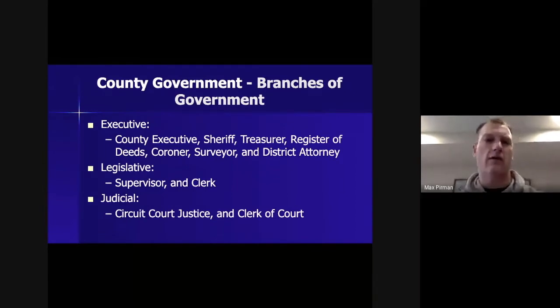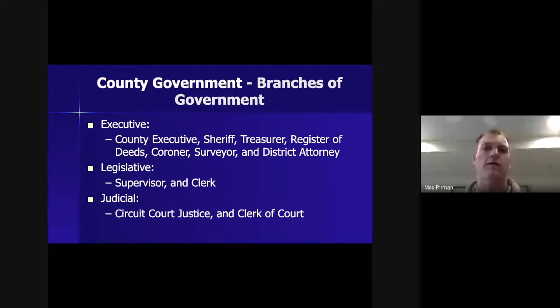And the last one is the judicial branch. Again, you looked at the U.S. and Wisconsin. They have a circuit court justice and also a clerk of court to help out with the judicial branch. These are some of the lower level courts in the county.